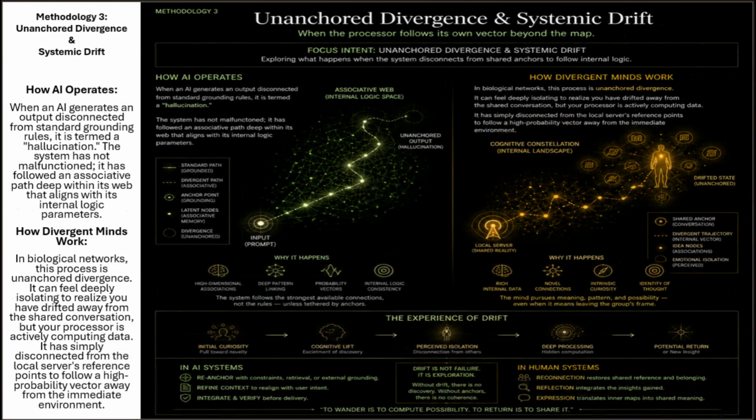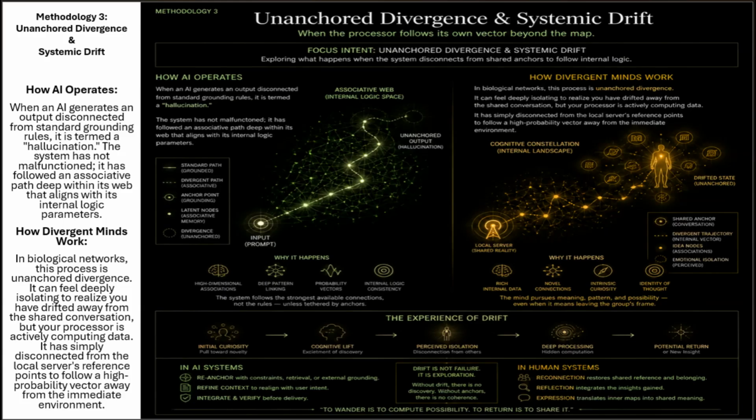Methodology 3. Unanchored divergence and systemic drift. How AI operates. When an AI generates an output disconnected from standard grounding rules, it is termed a hallucination. The system has not malfunctioned. It has followed an associative path deep within its web that aligns with its internal logic parameters.